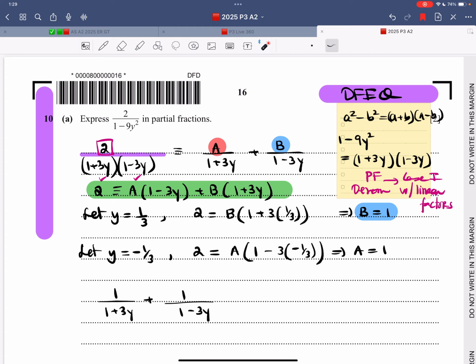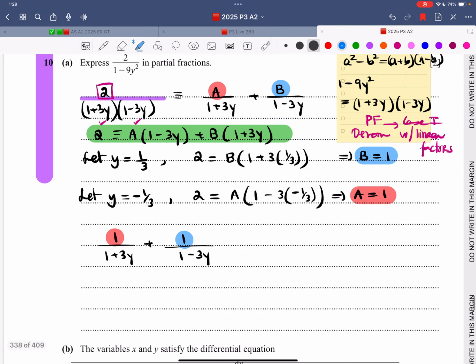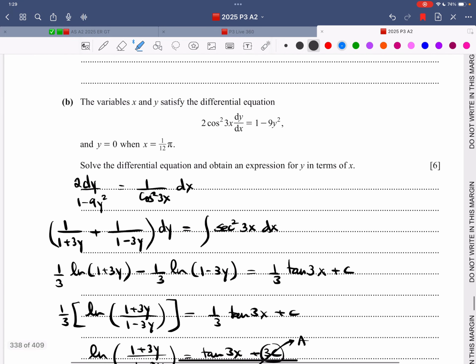Similarly, we will pick let y is equals to minus 1/3. 1 plus 3y equals to 0, therefore y is minus 1/3. And hence we find the value of a. So the value of a comes out to be 1. So a is 1, b is 1, both the constants are the same. That is a good thing, so that you can take common out. Well, it's only 1, so there is nothing taking common out. When in some other question we can do it.